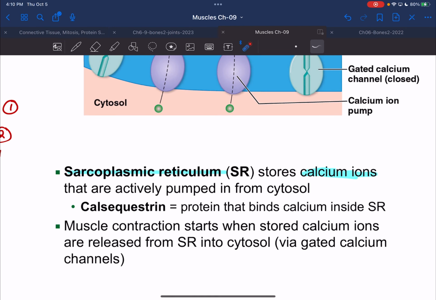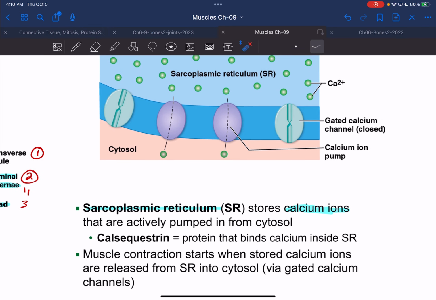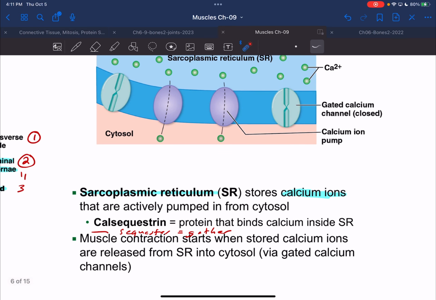And the last thing, what stores the calcium inside is a protein embedded into the membrane of that sarcoplasmic reticulum. It has its own membrane, and it has proteins embedded into that membrane, and they're called calsequestrin, to mean sequester. Does anybody know what sequester means? To gather. So this is like saying calcium gathering protein. And it's a protein that binds calcium. It gathers calcium. And we will understand this reading by the end of this talk.